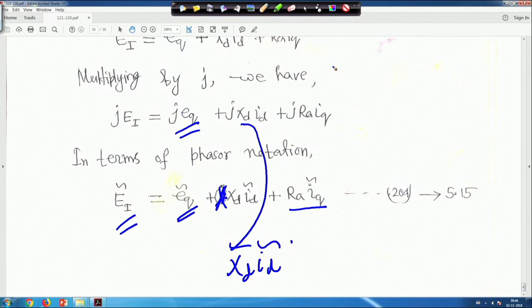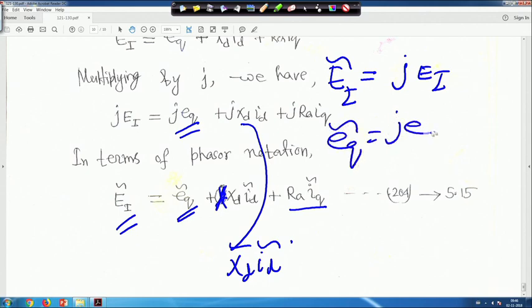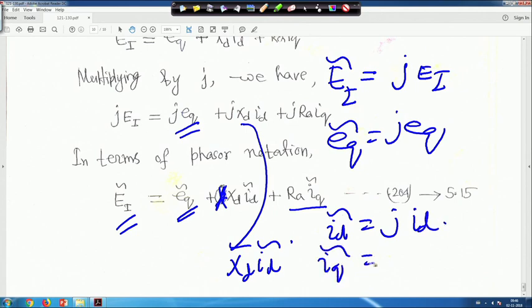That means, for your understanding, E_I tilde is actually j E_I, because you have to represent by phasor quantity. Similarly, E_Q tilde is equal to j E_Q, I_D tilde is equal to j I_D, and I_Q tilde is equal to j I_Q. Just to represent that, a tilde is given; these are phasor quantities. This way we can write, and this is for my reference, equation 204.